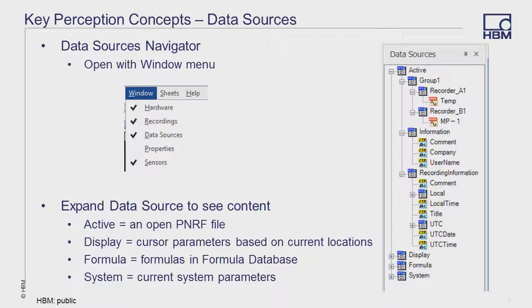Entries in the information sheet are shown in the information group, as well as some general information under the recording information group. The key to being able to compare data from multiple files is to open each PNRF as a new data source. If you double-click on a PNRF file, Perception automatically loads the data from that file into the active data source. In order to have data from multiple files accessible, you will need to open the additional files and place them in a different data source.